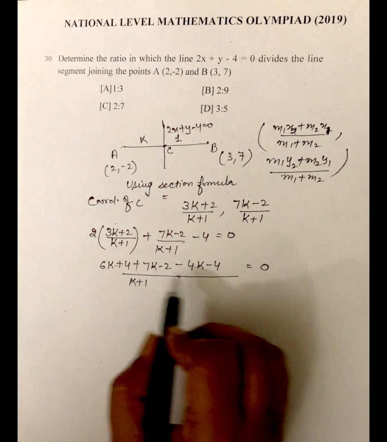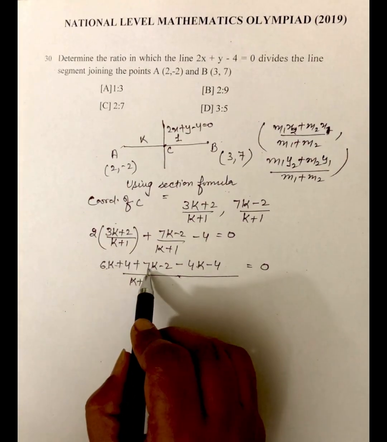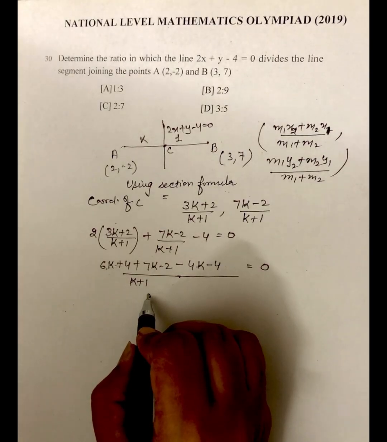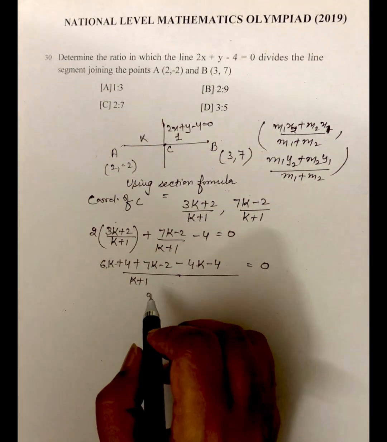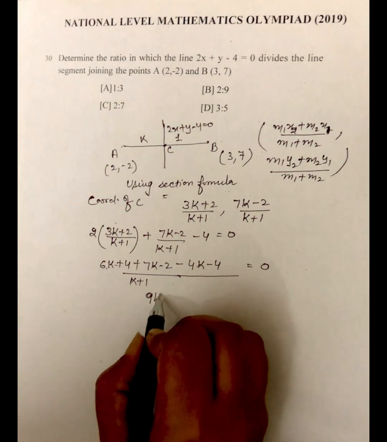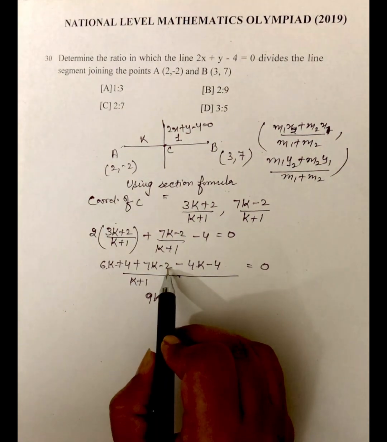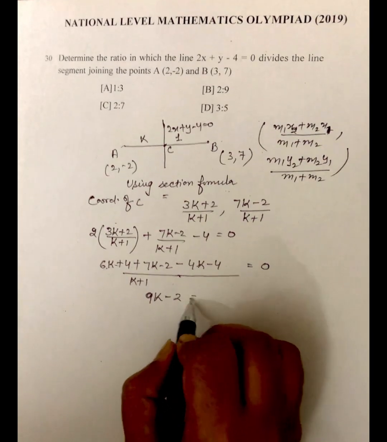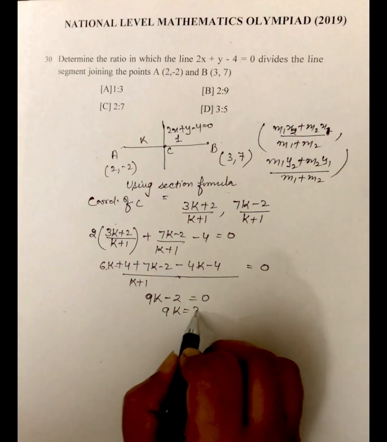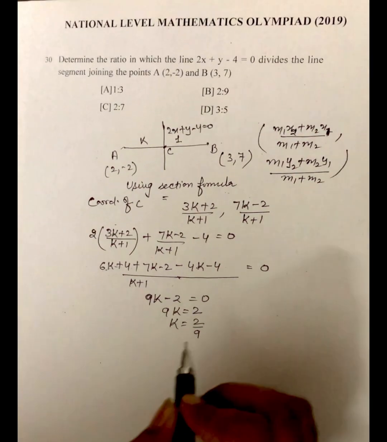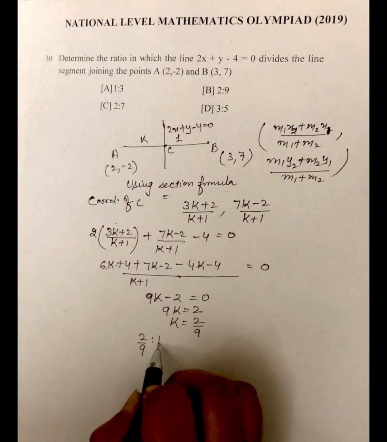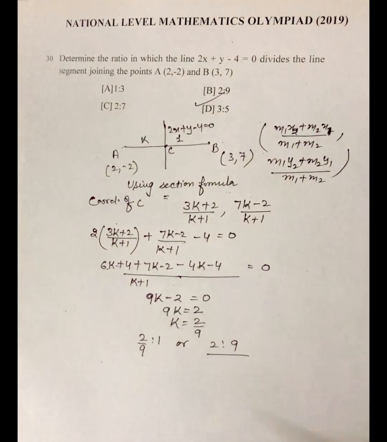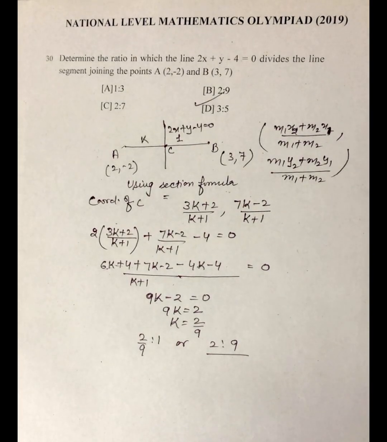So simplifying this, 6k plus 7k is 13k, minus 4k is 9k. And 4 minus 2 is 2, minus 2 minus 4 is minus 2. So 9k is equal to 2, k is equal to 2 by 9. So the ratio is 2 by 9 to 1, or we can say 2 to 9. So our answer is option number B. So this solves question number 30.